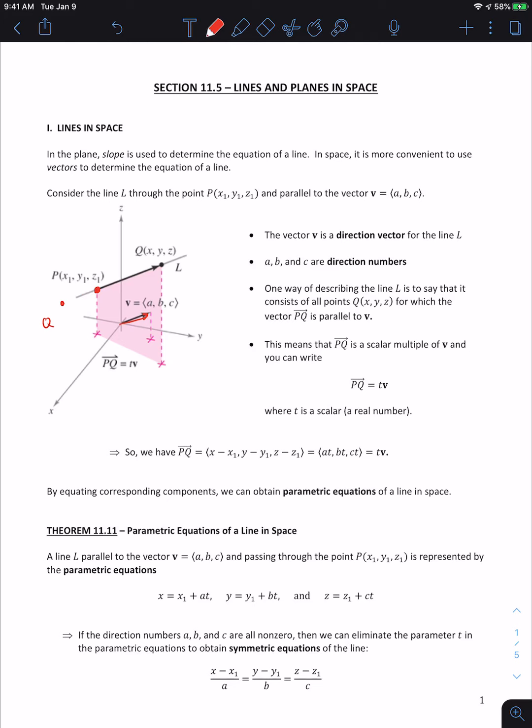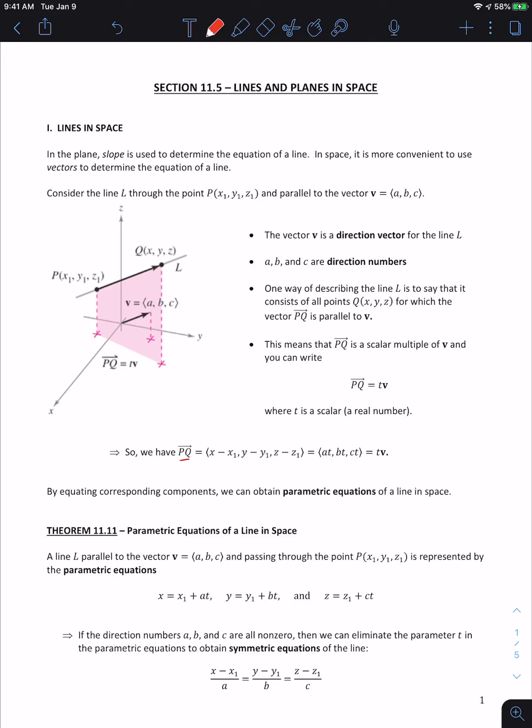So again, the line L that is bold-faced here is going to be described as all points Q for which the vector PQ is parallel to V. So every single point that, when I connect it with P, I get a vector parallel to V. This means that PQ is a scalar multiple of V. Remember, that's what it means to be parallel, is to be a scalar multiple. So in other words, I can write PQ is equal to some constant t times V, because PQ and V are parallel.